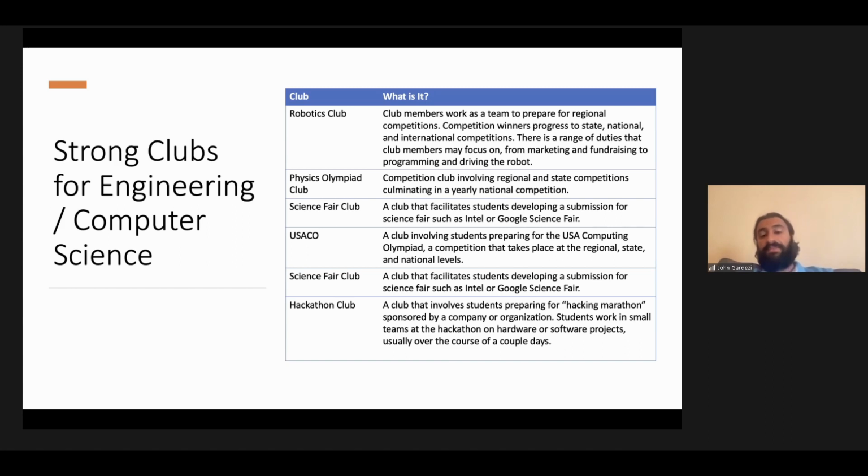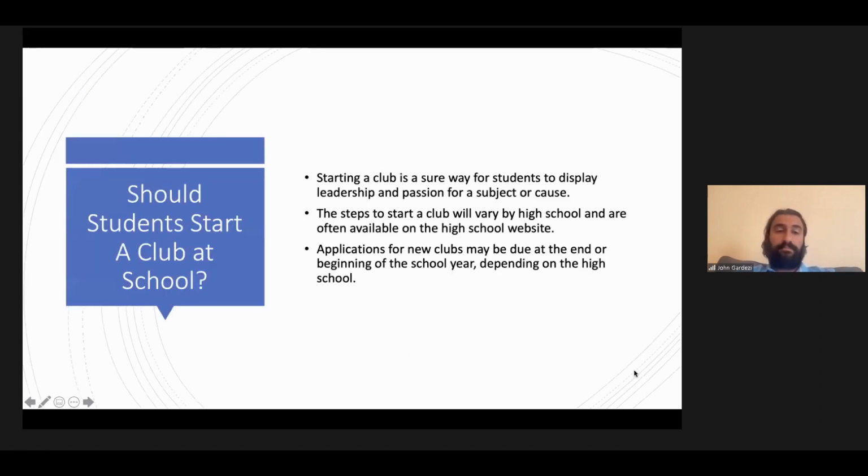I've also seen a lot of students get involved in hackathons. Hackathons are great because they showcase your problem solving skills, your teamwork skills. And so if you can't find a hackathon in your local area, you can always organize a hackathon at your school. There are lots of resources online to organize one. And so these types of clubs tend to be great for students looking at engineering and CS paths.